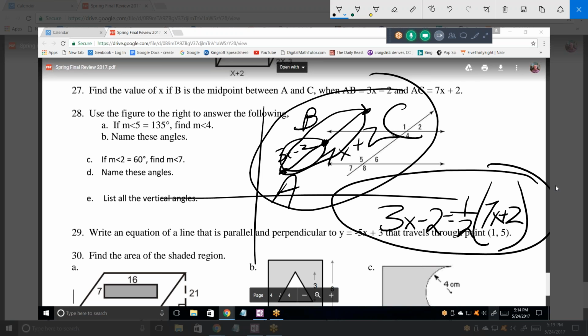No, probably not. Remember what I said, get rid of parentheses and denominators. We got a denominator here because of that fraction. Let's get rid of denominators. How do I get rid of that 2?